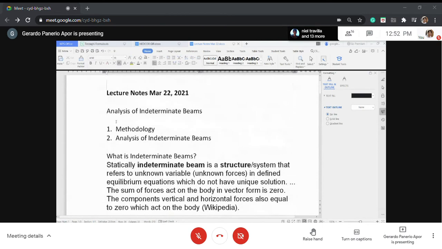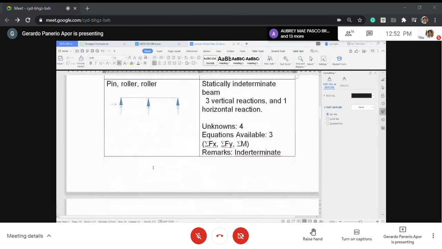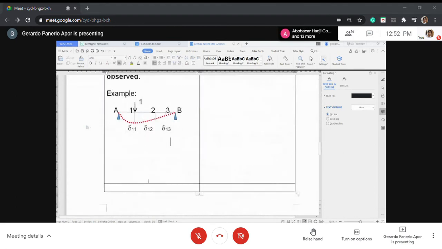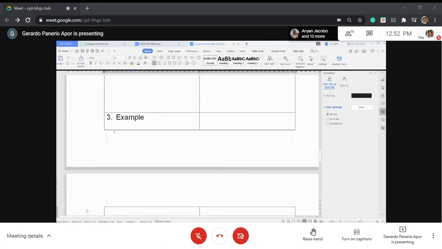So we are already finished with number one, so we are now in number two. Number two is about an example. Analyze the loaded beam. Okay, loaded beam. EI is constant.